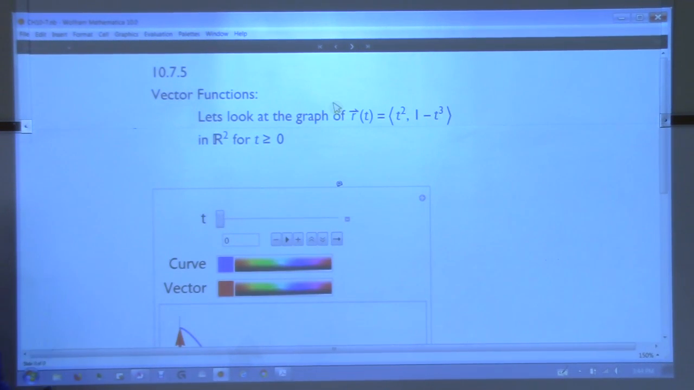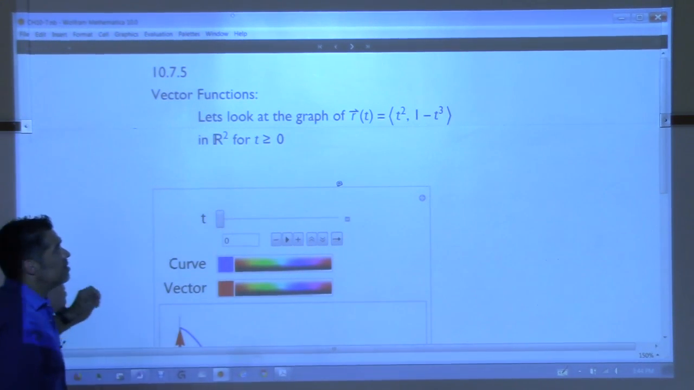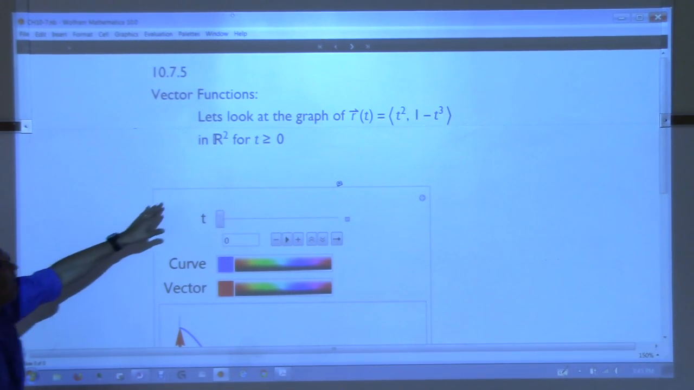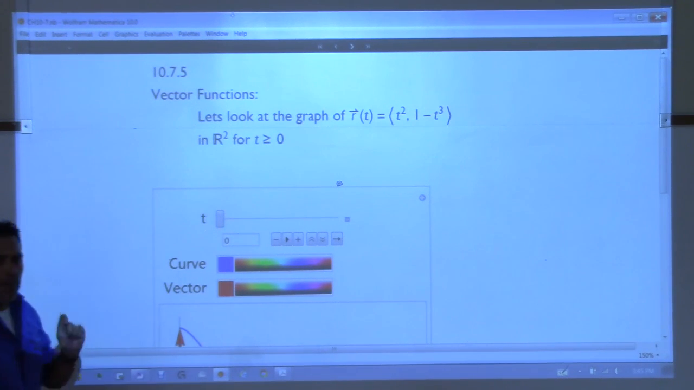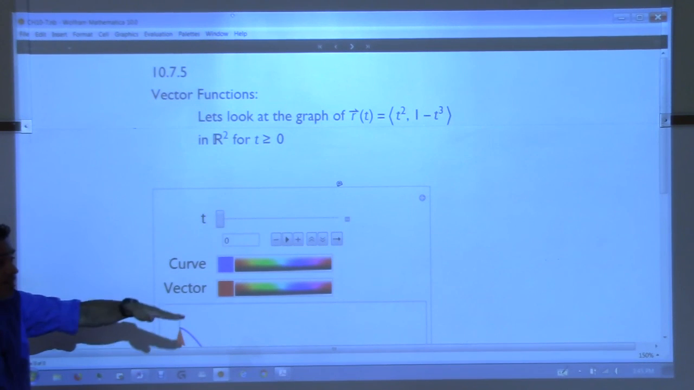So here's your first example of a vector-valued function or a vector function. It is the function r of t equals, first component function is t squared, the second component function is 1 minus t cubed. So if we start plugging in values of t, and in this case, I'm just going to restrict our domain to only positive numbers. When we plug in 0, we get a vector. We plug in 1, we get a vector. 2, we get vectors.